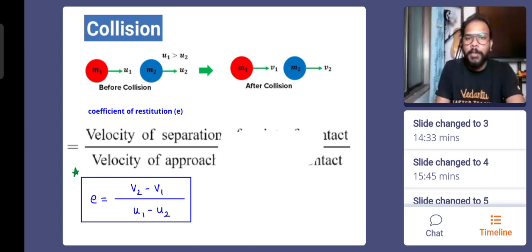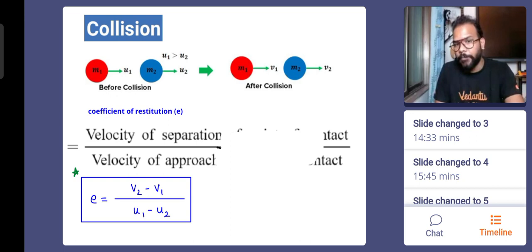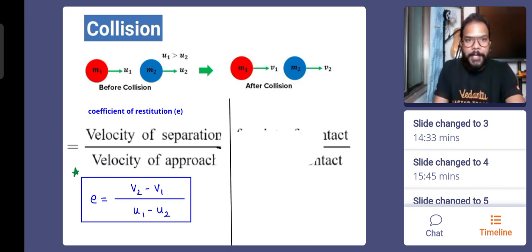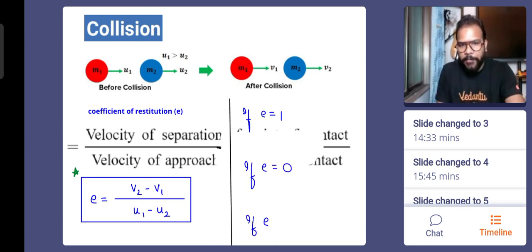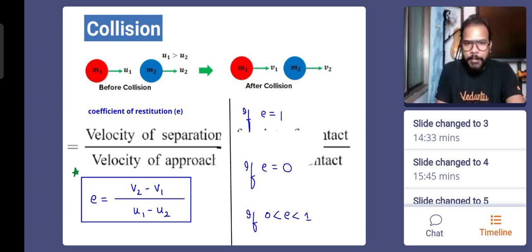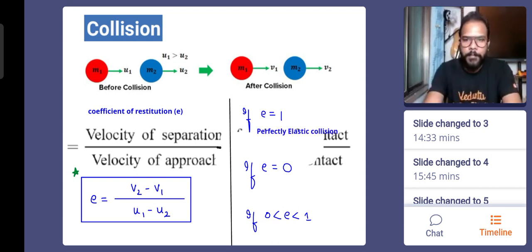What does e do? It tells you what type of collision is happening. Let me first of all tell you, I'll come to this formula after some time. I'll tell you what will define a type of collision. If you are talking about a perfectly elastic collision, if you get the value of e as 1, or if you get the value of e as 0, or if you get a value of e somewhere between 0 and 1 but not equal to 0 and 1, then this collision is called by a different name. So if you have e equal to 1, that's perfectly elastic collision.